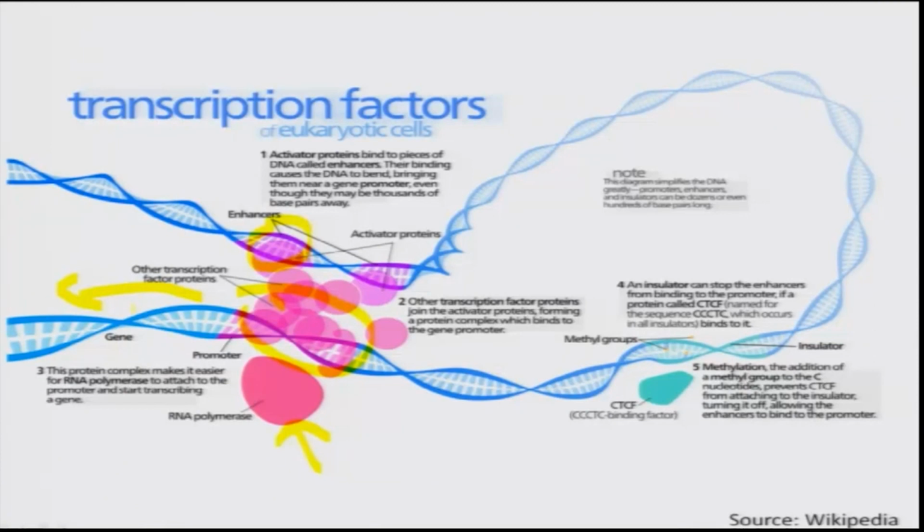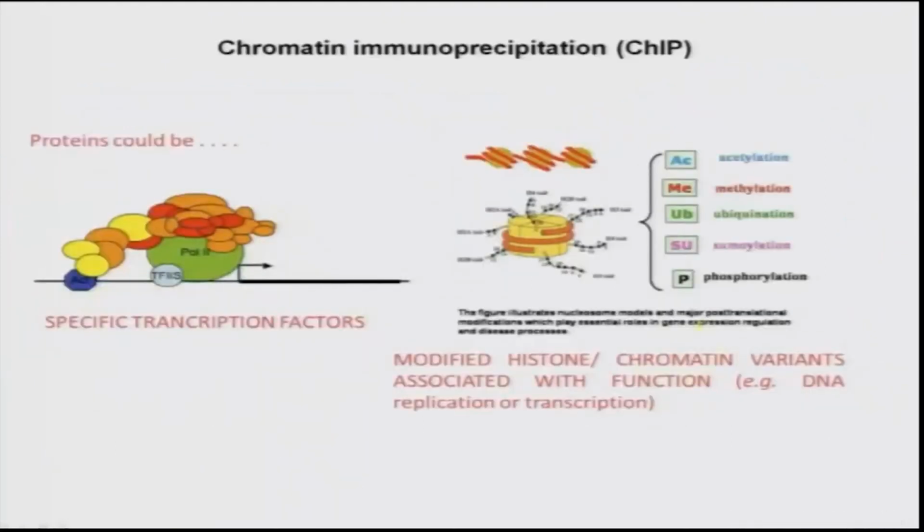It happens because of many factors. One of them could be changes in the DNA, which is called methylation, or at the chromatin it could be histone acetylation and so on. And how do you really look at such changes at the global level? One way people do it is what is called chromatin immunoprecipitation.